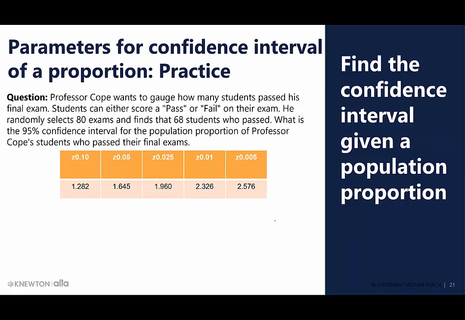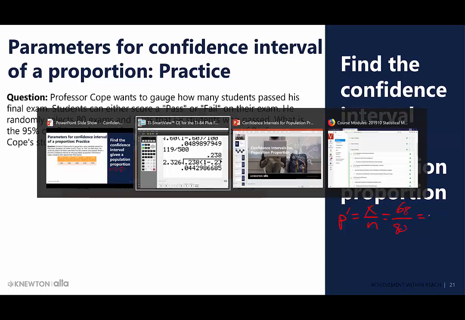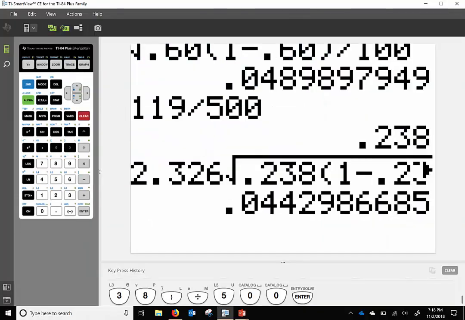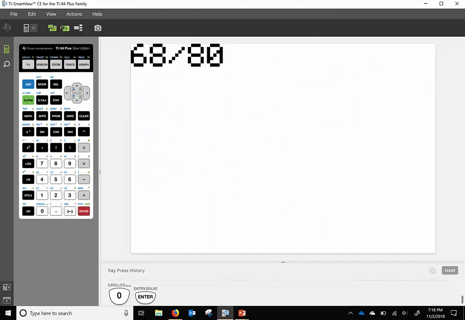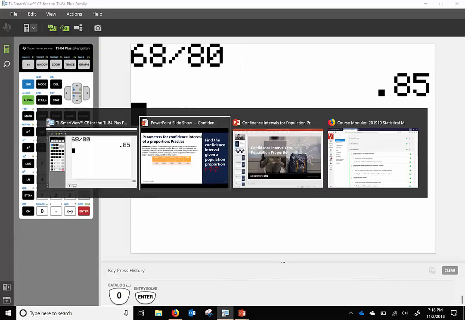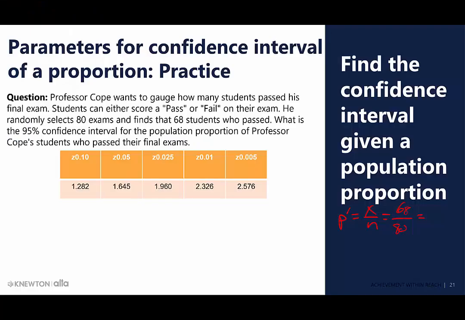Okay, so here we go. Let's figure out P prime. P prime is definitely important. So P prime is X over N. X is the number of students who passed. 68 of them passed out of 80. So P prime is 68 divided by 80. What is that as a decimal? So the sample proportion is 85%, 0.85.